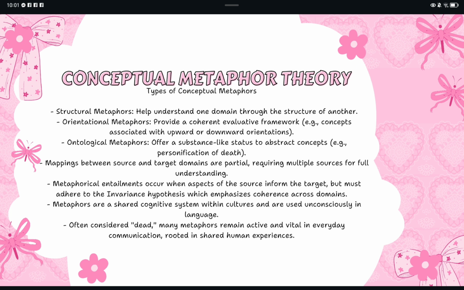So partial mappings: when we use a metaphor, we only map certain aspects of the source domain to the target domain. This means that we often need multiple metaphors to fully understand a complex concept. So next is metaphorical entailments, which occur when aspects of the source carry into the target but must adhere to the invariance hypothesis, which emphasizes coherence across domains.